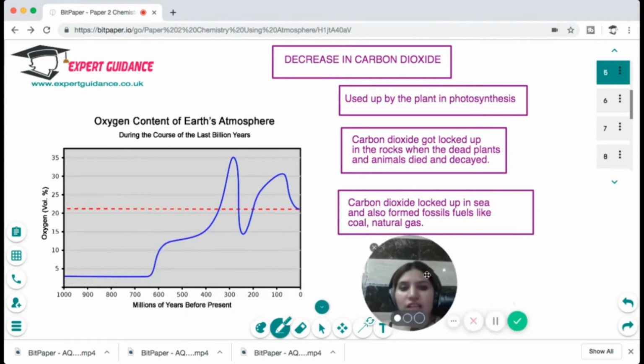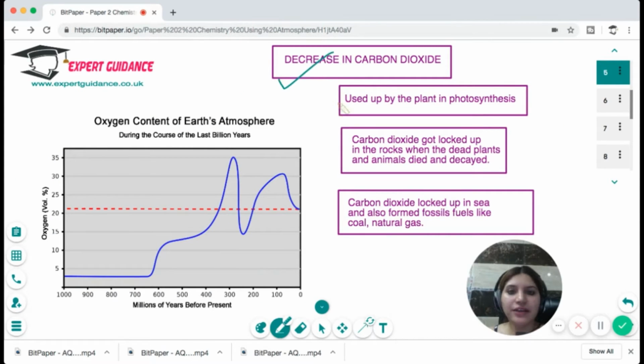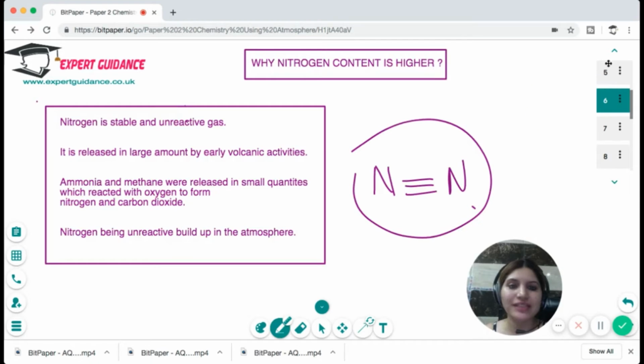Now, what has caused the decrease of carbon dioxide? The carbon dioxide was used up by the plants in photosynthesis. Carbon dioxide got locked up in the rocks when dead plants and animals died and decayed, and they formed sedimentary rocks and fossil fuels. Carbon dioxide locked up in the sea also formed fossil fuels like coal and natural gas. So you should be able to write in the exam how the oxygen concentration increased and how carbon dioxide concentration decreased. And this gives rise to the present state, which is 78, 21, and 1.